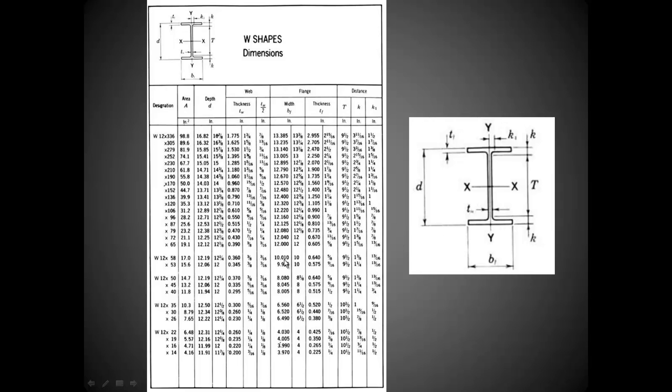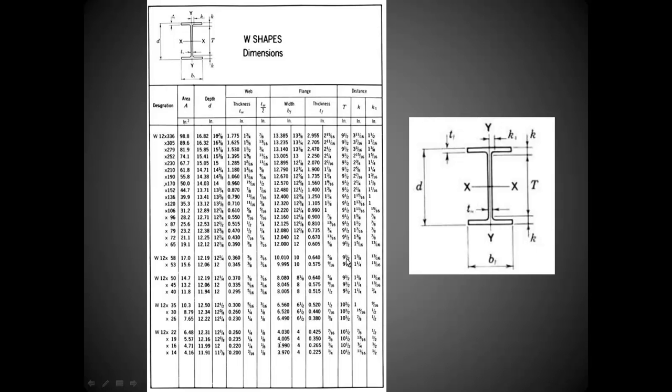The flange width is 10.010, and that is this dimension from this edge to this edge, nominally 10 inches. The thickness of the flange, 0.640 or 5/8 of an inch, and that's this distance here. This TF is the thickness of the flange.